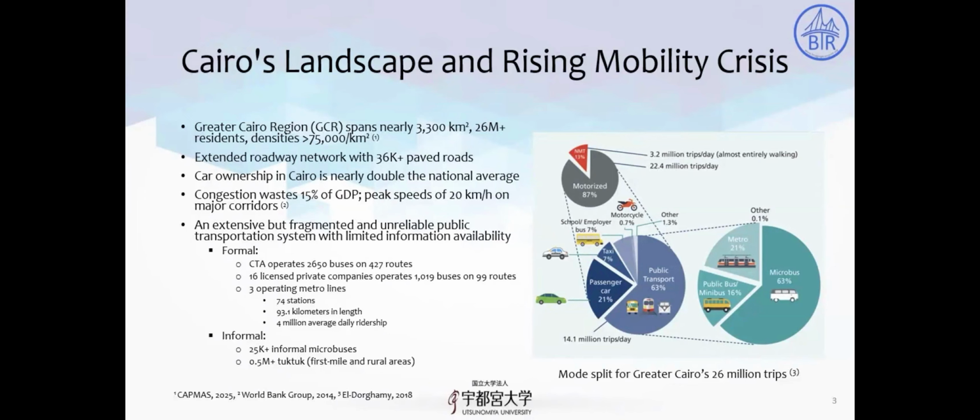If we look at the modal split for Cairo, there are 26 million trips, 63% done by public transportation and 21% by car. That's almost 5.5 million trips. However, this is a little bit of an old study, so the figures have definitely surged far beyond this, and you can imagine how congested the roads can get sometimes.